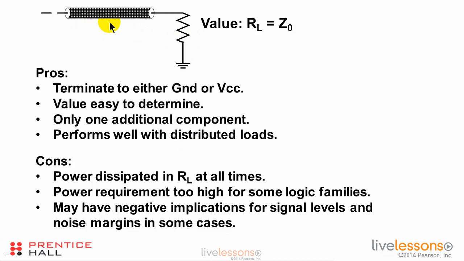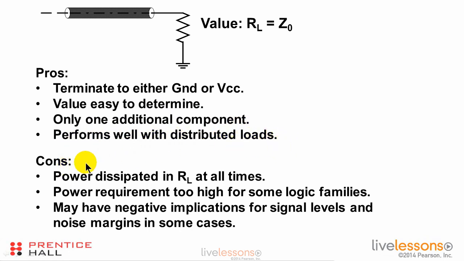The parallel termination simply involves putting a resistor at the far end of the trace, a resistor whose value is equal to Z0. The pros: we terminate to either ground or to VCC. The value is very easy to determine. There's only one additional component, and it performs very well if there are distributed loads along the line.